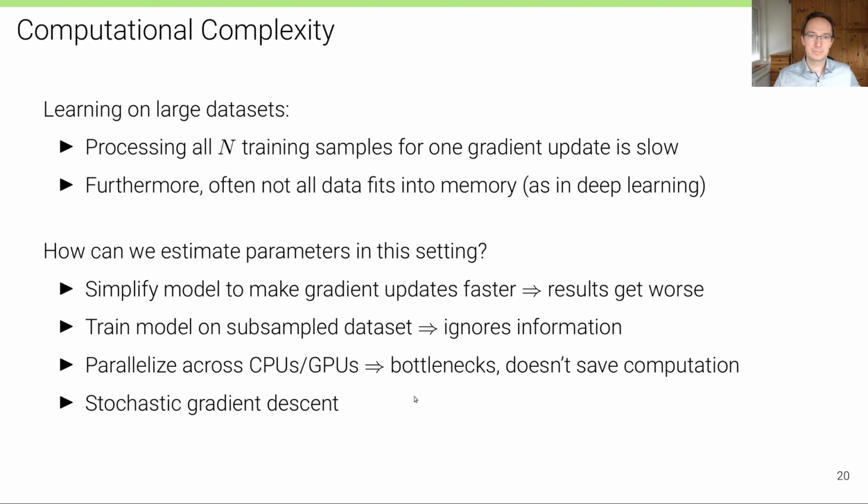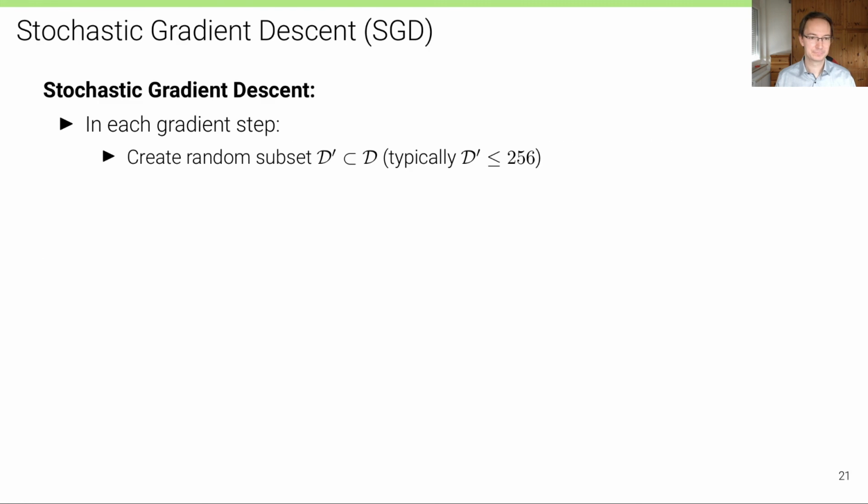So what we can do, as we did also in deep learning, is to use stochastic gradient descent. In stochastic gradient descent, in each gradient step, we create a random subset D prime of the dataset, where this random subset is typically of size 64 or 128, so relatively small compared to the size of the entire dataset.